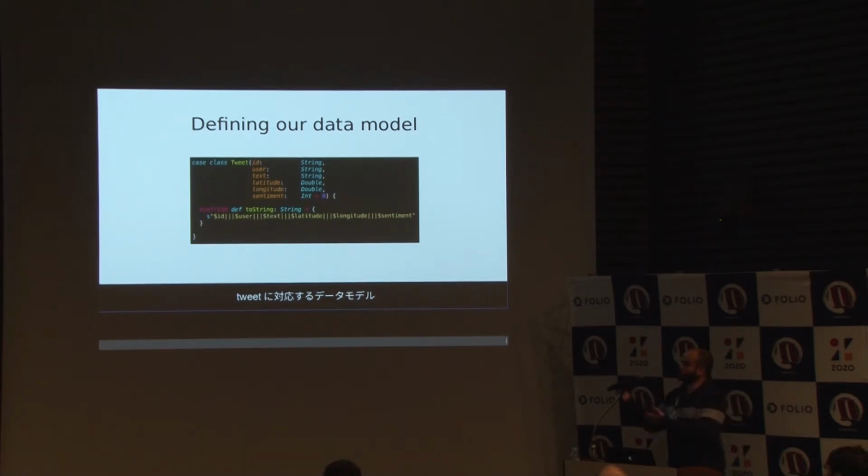And the sentiment. We are using an integer here, which will have one of three values: -1 for a negative sentiment, 0 for neutral, and 1 for positive. Then we are overriding the toString method here, so the JavaScript can parse it and show it on the map.